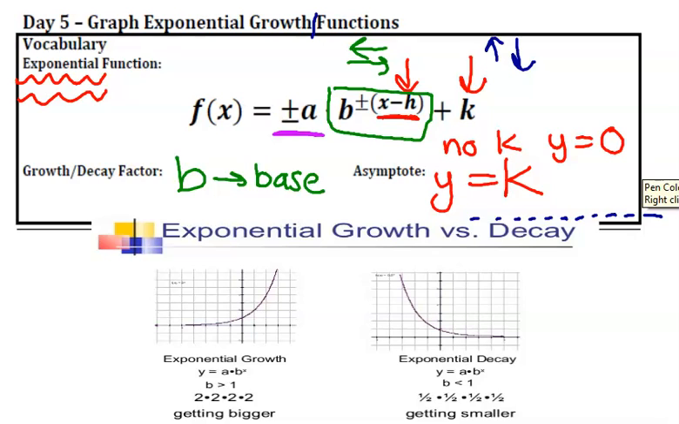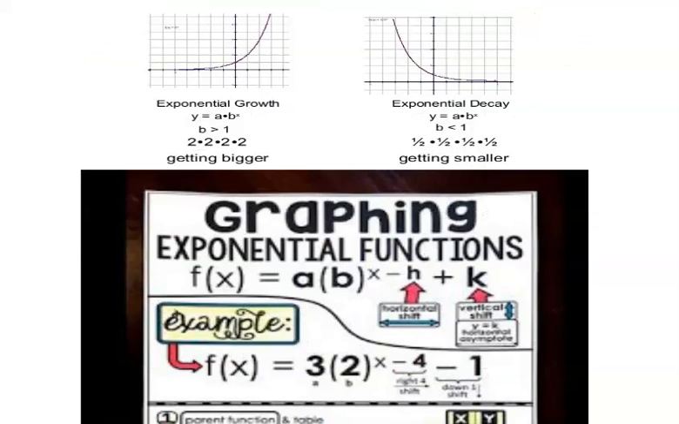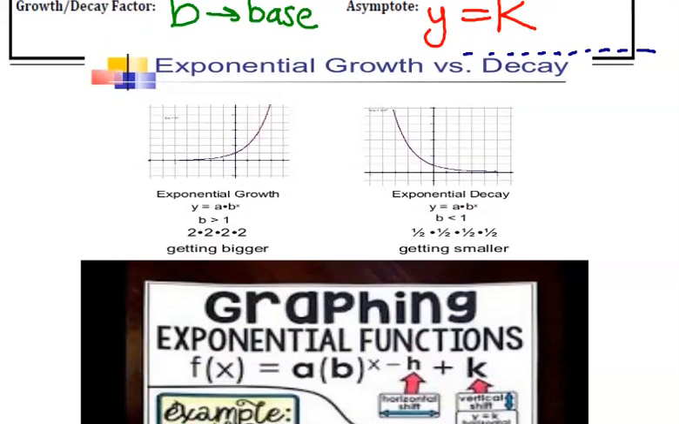So I just wanted to have a little picture for you guys to talk about the different types, and then we can move on to our notes. Again, for exponential growth, our b is greater than 1. It's getting bigger over time, so you can see that it's going up. An exponential decay, which we'll talk about more on day 6.